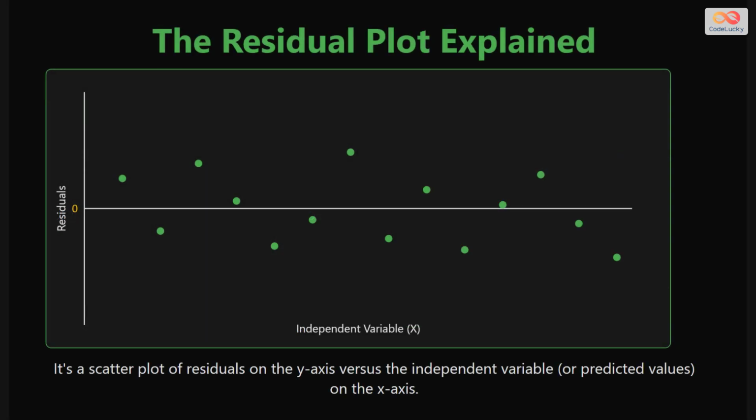So how do we use these residuals? We create a special kind of chart called a residual plot. It's a type of scatter plot where the vertical y-axis shows the value of each residual, and the horizontal x-axis shows the value of our independent variable, which is what we use to make predictions. The center line on this plot represents a residual of 0, meaning a perfect prediction.